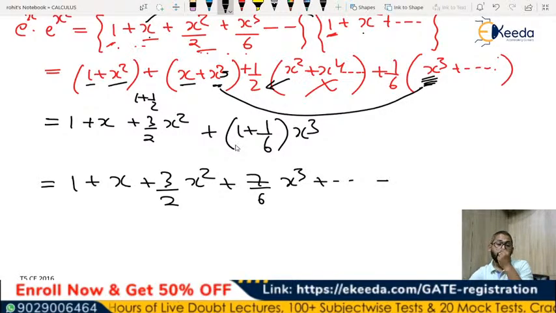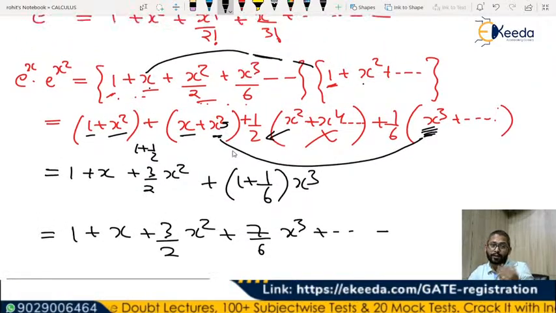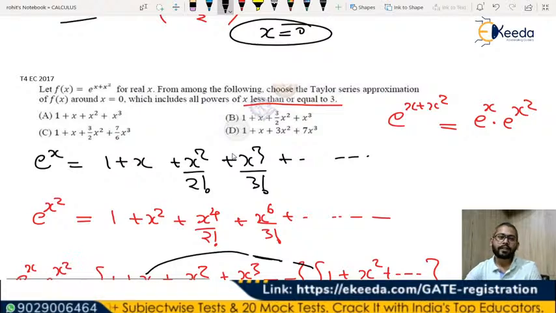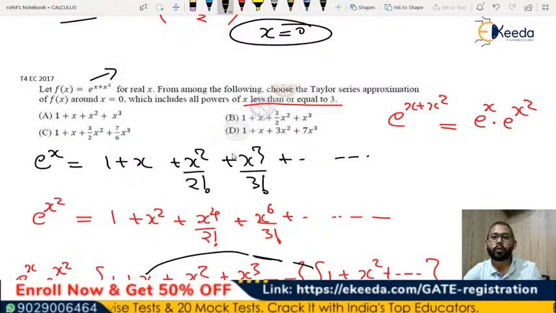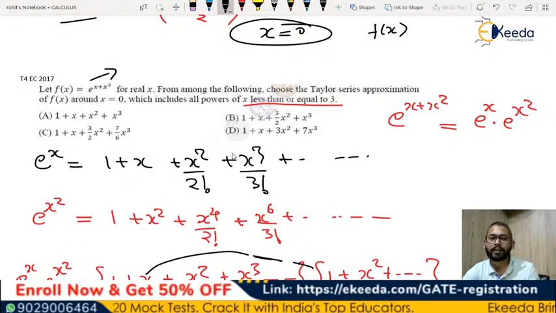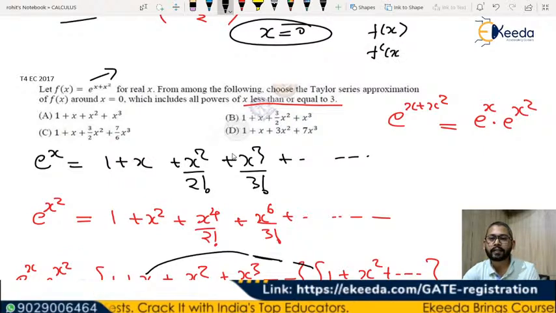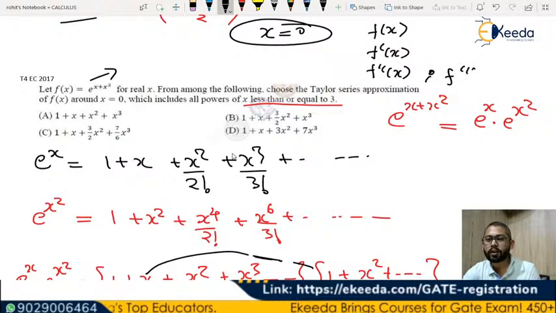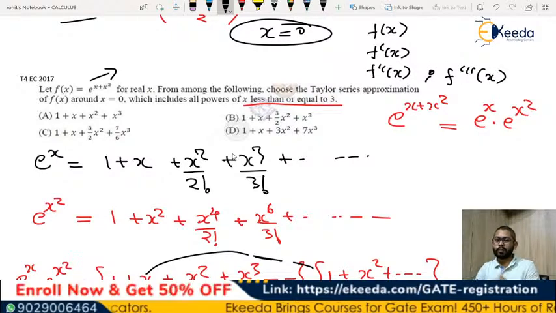Rest is fine. Why did I do it like this? Because this will be easier, right? If you try doing this instead of that, what you could have done is find f of x, which is e to the power x plus x square, then f dash of x, then f double dash, and you will have to do it up to triple dash. Why? Because you need up to order 3.